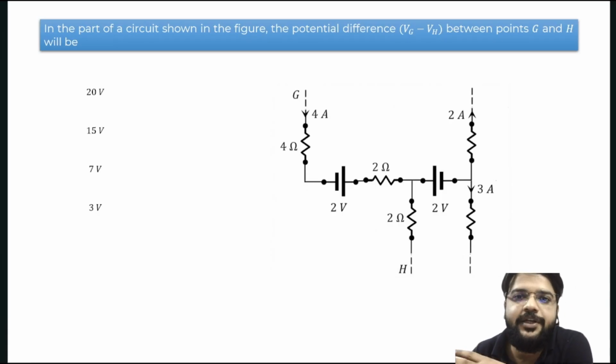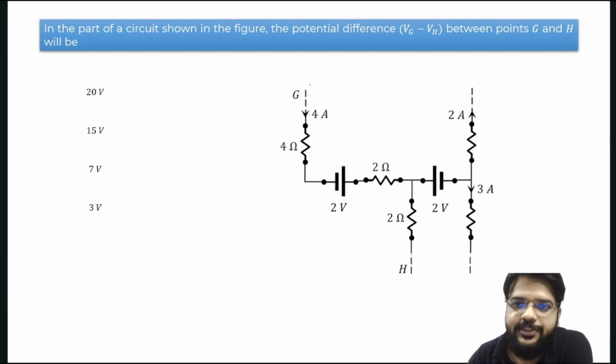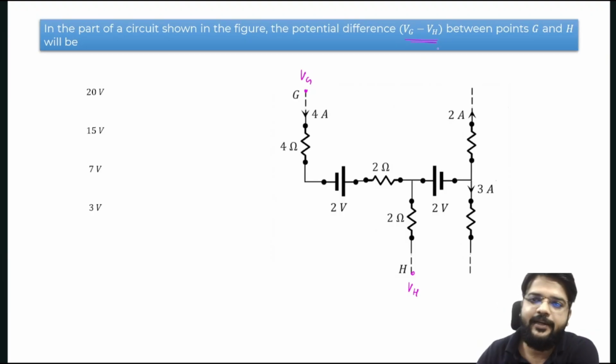In the part of the circuit shown in the figure, the potential difference Vg minus Vh between the points G and H will be. So here in this question, we want the potential difference between G and H, correct? Potential at the G point is, let's suppose, Vg, and the potential at the H point is Vh. So this potential difference we want, correct? So first of all, analyze this circuit.